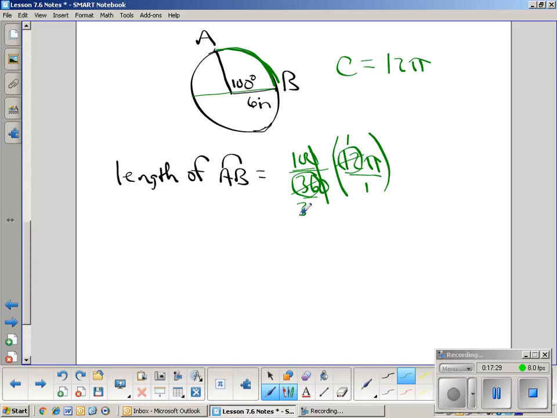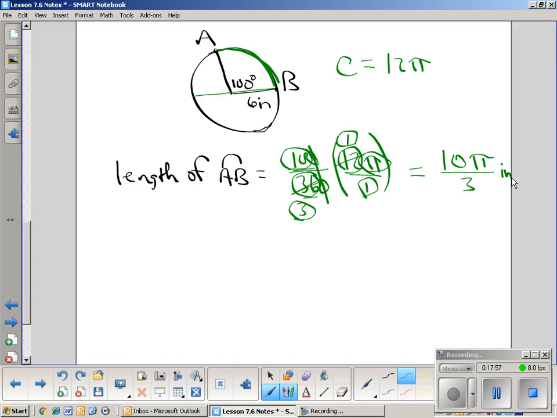Okay? And now if I look across the top, I have a 10 and a pi and a 1. So what's 10 times 1 times pi? 10 pi. Then on the bottom I have a 3, because that's canceled, and a 1. 3 times 1 is 3. So this is in inches. And so my answer is 10 pi over 3.